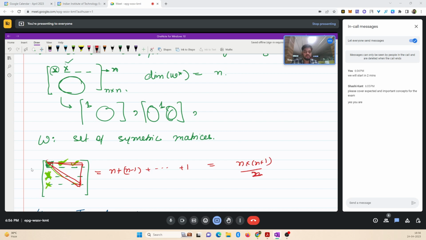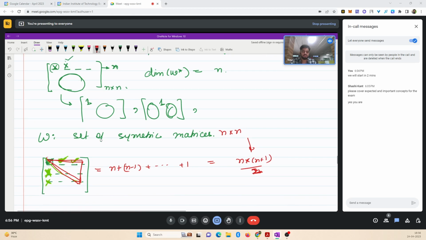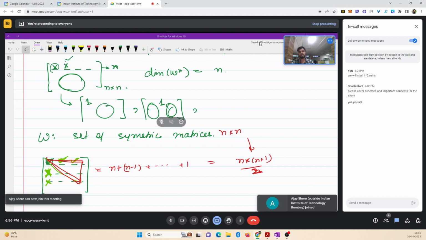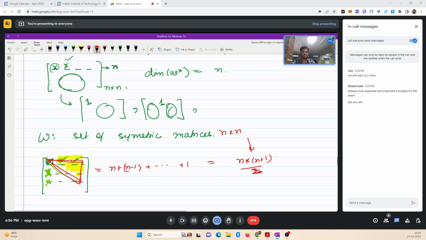So for the set of all symmetric matrices of size n cross n, the dimension is n into (n plus 1) divided by 2. Similarly, you can look at skew symmetric matrices. In those matrices, the diagonal entries are 0, so the diagonal entries don't contribute, and you will have choices over here and here, and you can write it as a similar sum. That would be, I guess, n into (n minus 1) by 2.